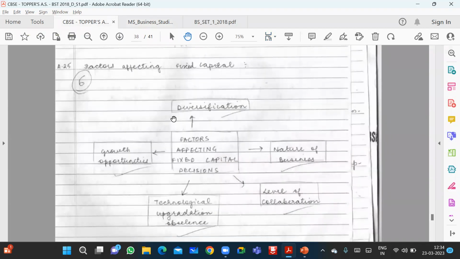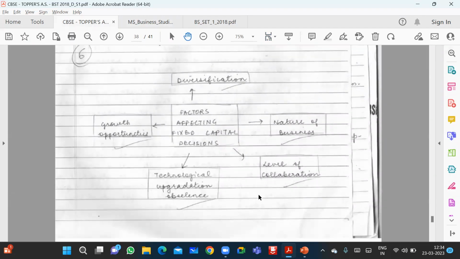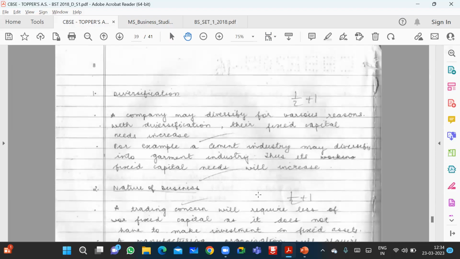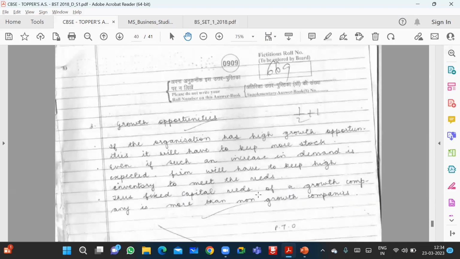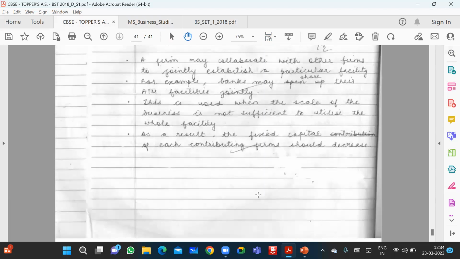Here you can see the topper has given the factors in a table form, this diagram, and then each factor has been explained so nicely. First the heading and then a proper explanation. This way the student has got 80 out of 80, full marks.